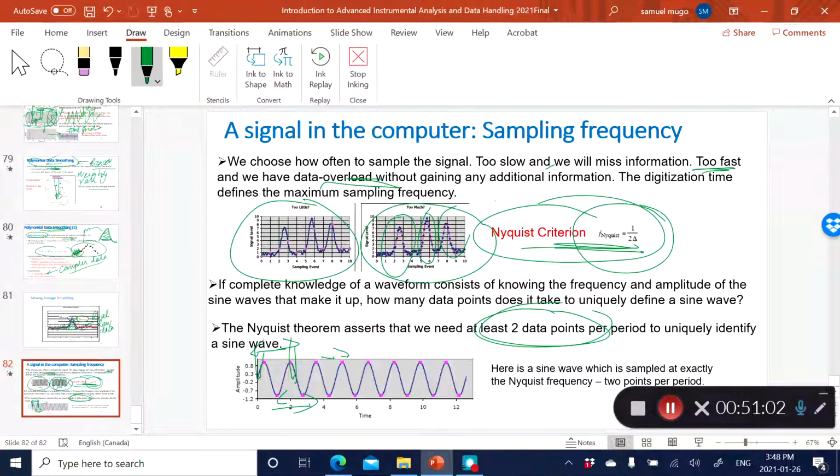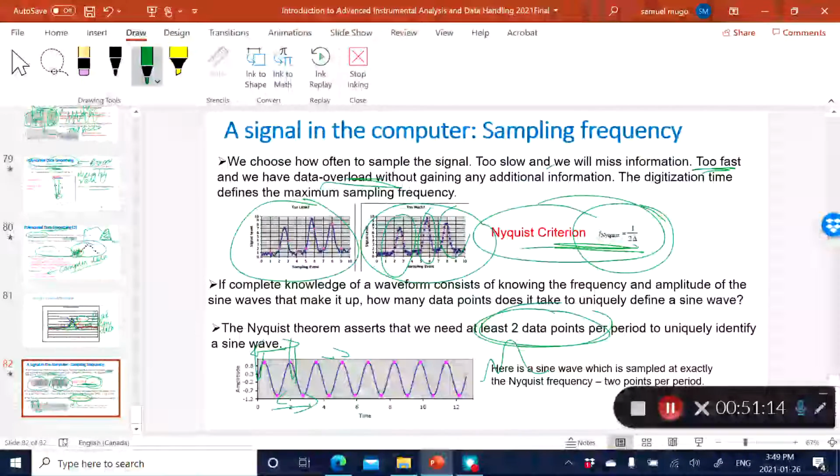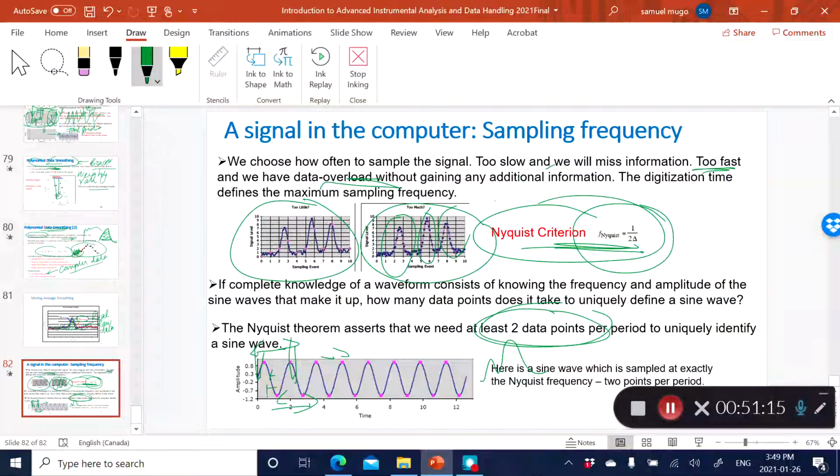However, of course, two are too little because you'll be losing information if you've got complex data as well. So often we acquire not just two, we acquire more data points per period, so that you are able to fully construct your data set. But again, the minimum instructed based on the Nyquist criterion would be two data points per period.